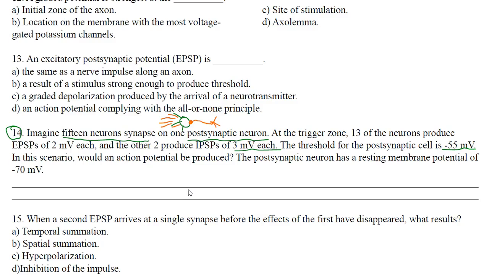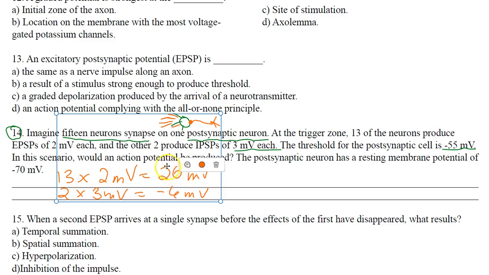Now, let's get into the math here. 13 neurons produce EPSPs of 2 millivolts each, and then 2 produce 3 millivolts each. So what can we do? We can definitely multiply those. We're talking about summation, so we have to add this stuff up. This is going to be 26 millivolts, and remember, this is positive. Then we have 6 millivolts for the IPSPs, and that's going to be negative. Why? Because IPSPs cause hyperpolarization, and EPSPs cause depolarization.